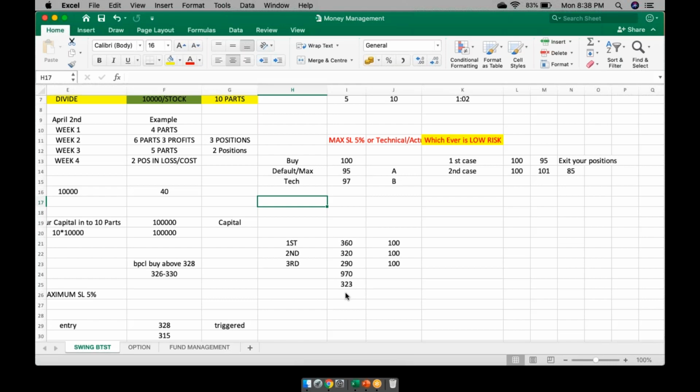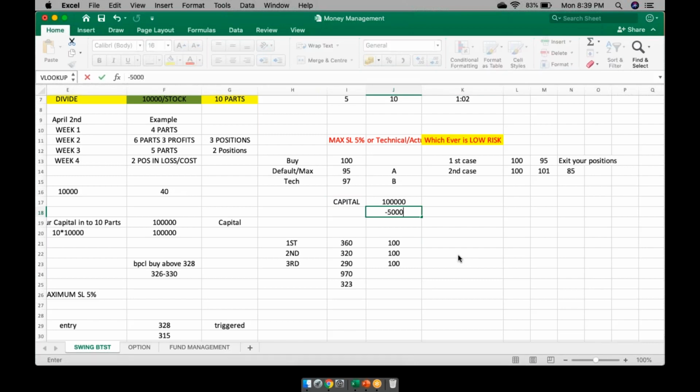Okay, so what is stop loss? First, let's understand what is stop loss. You might have learned, but still let's understand. Assume that I have a capital of 1 lakh rupees. If I lose 50,000 rupees, do I feel happy or comfortable? Say for example, I have taken a stock worth 1 lakh rupees, and 50,000 is gone. So will you be happy?